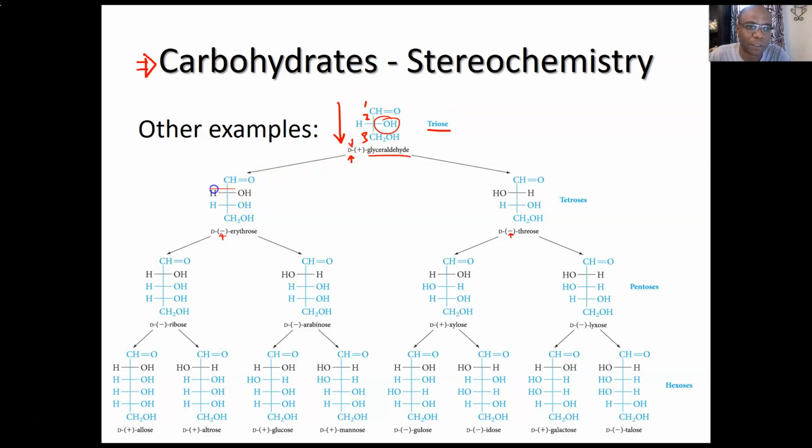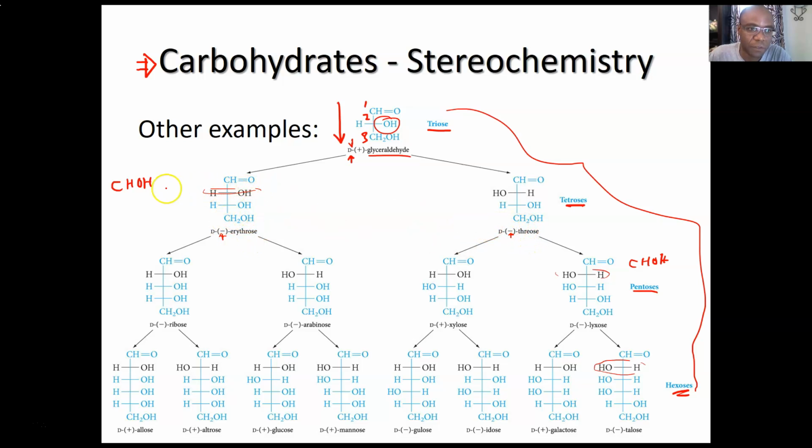Add 1 CHOH. Now you have a tetrose. Add an extra CHOH, you have a pentose. Add an extra CHOH, you have a hexose. Now you know how those names came about. So now let's go to specifics.